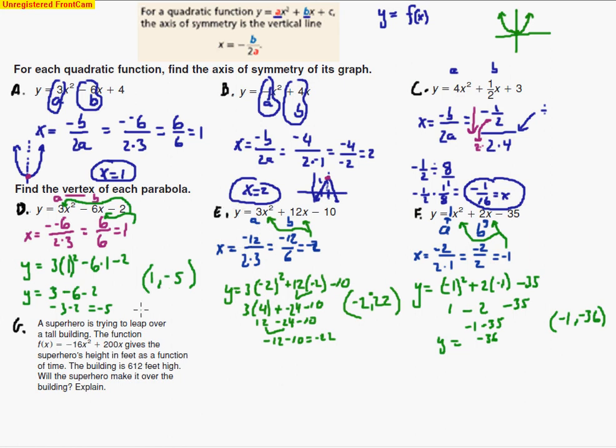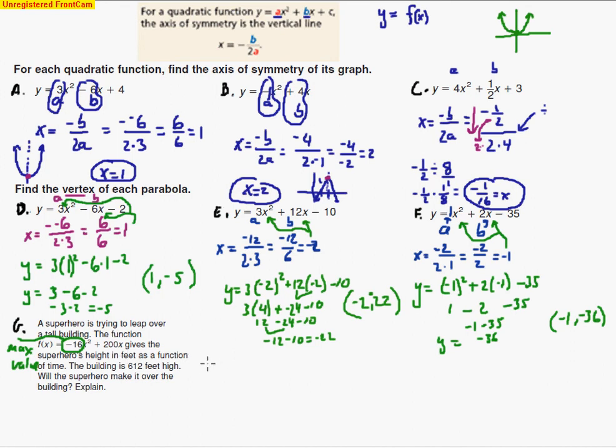In this case, our vertex is going to be a maximum value because of this sign right here. Because it's a negative 16, that means we're going to end up having a maximum value. And that's what we want to find, what that maximum value is. And again, it's because of the negative sign in front of the 16. So it says that a superhero leaps over a tall building. The function formed by this gives the superhero's height in feet as a function of time.